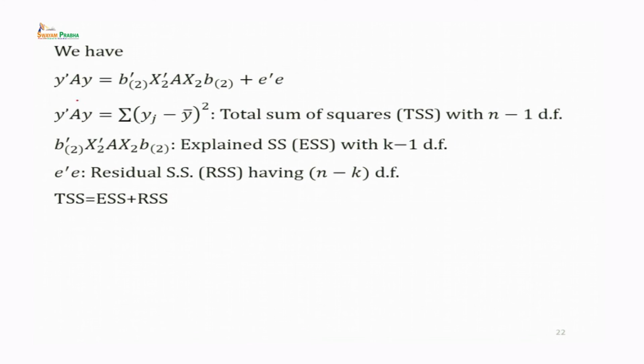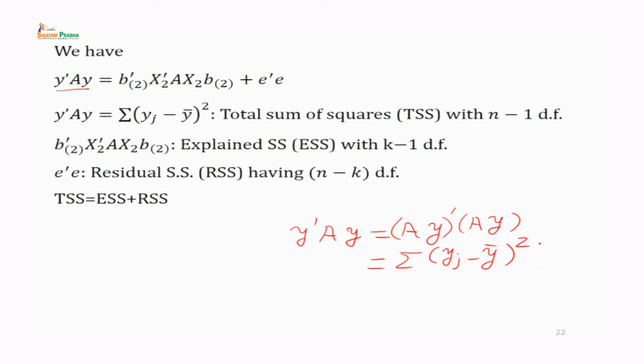Now, suppose you take y transpose A y, then what is y transpose A y? This is summation y j minus y bar square. Actually, A y gives you the deviation from mean, meaning you have a vector with elements y 1 minus y bar, y 2 minus y bar, and so on, and y transpose A y is equal to A y transpose A y, because A is a symmetric idempotent matrix. You can easily verify that this is summation y j minus y bar square. So, this is your total sum of squares, and it has n minus 1 degrees of freedom.